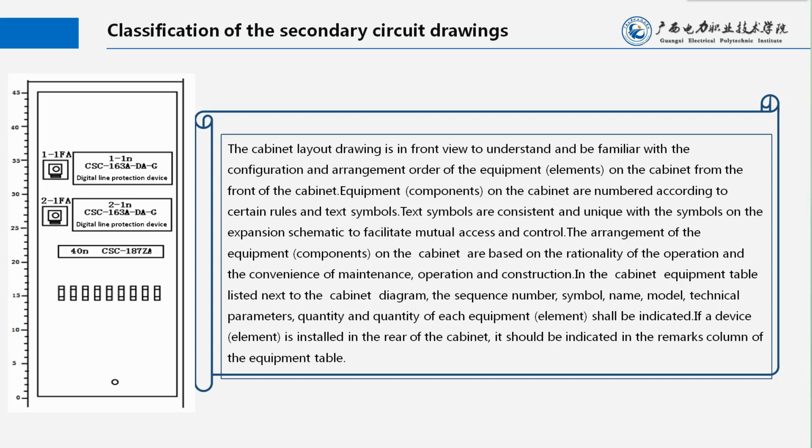In the cabinet equipment table listed next to the cabinet diagram, the sequence number, symbol, name, model, technical parameters and quantity of each equipment element shall be indicated. If a device element is installed in the rear of the cabinet, it should be indicated in the remarks column of the equipment table.